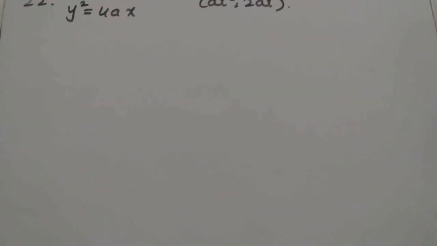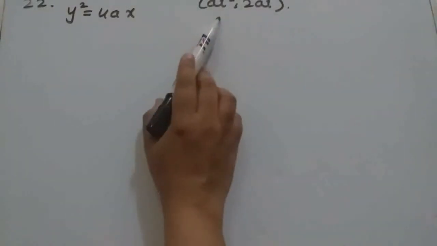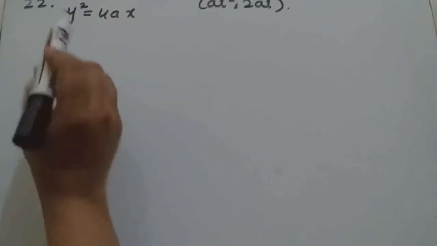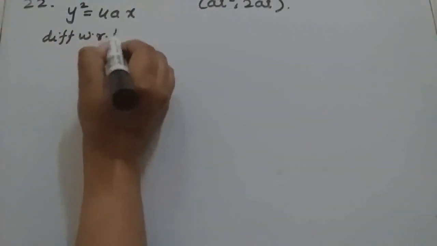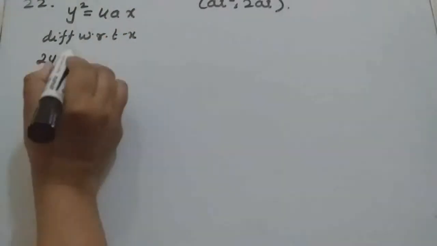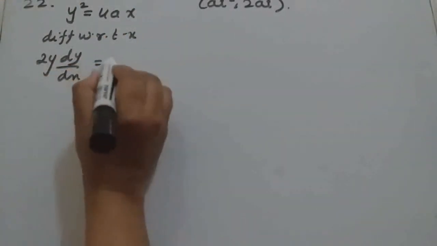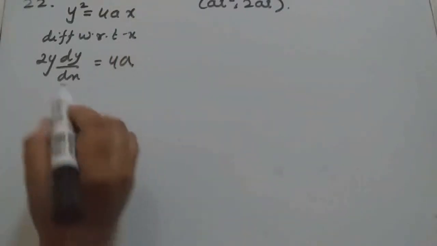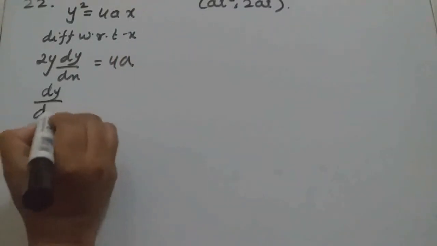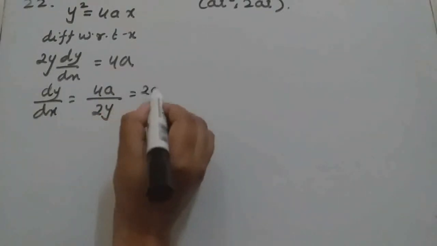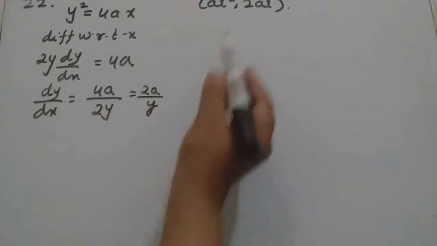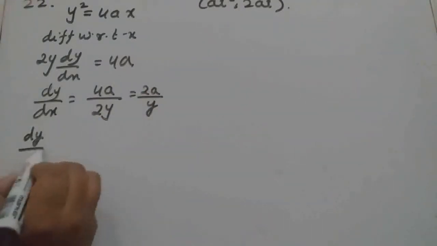Question number 22 is, find the equation of tangent and normal at the point at square comma 2at to the curve this. So differentiate with respect to x. 2y dy by dx equals 4a. Derivative of x is 1. So dy by dx we will get 4a by 2y, that is 2a by y.